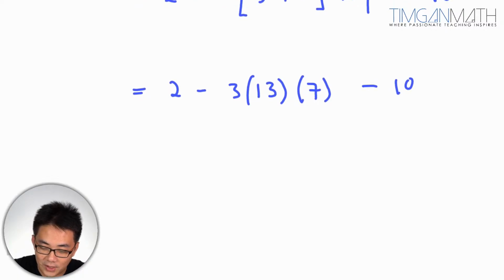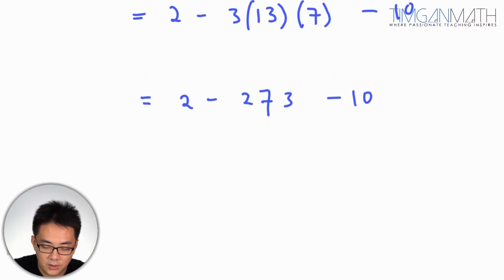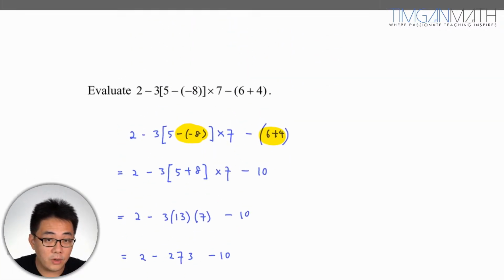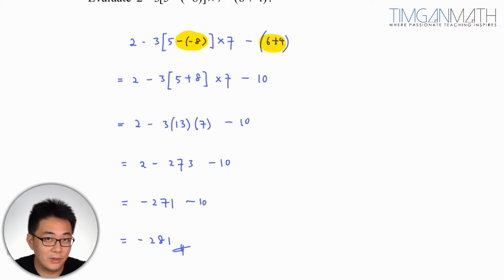So this is 273. So this is 2 minus 273 minus 10. Alright, so 2 minus 273 will be minus 271, because you add it up, then this is minus 10. So this case here will be negative 281. Okay, so this is how to do this question proficiently. Any question at all, please let us know. Keep practicing, and I'll see you in the next question.